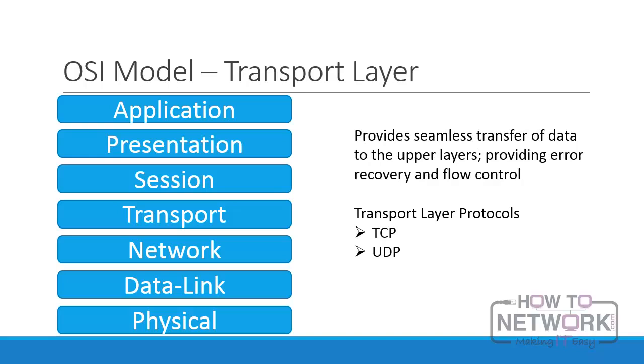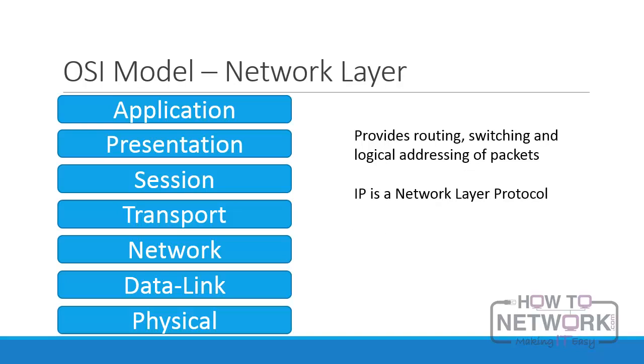The transport layer, L4, provides seamless transfer of data to the upper layers of the model, providing end-to-end error recovery and flow control. TCP and UDP are layer 4 protocols. The network layer, L3, provides switching, routing, and logical addressing of the packets. IP is a network layer protocol.